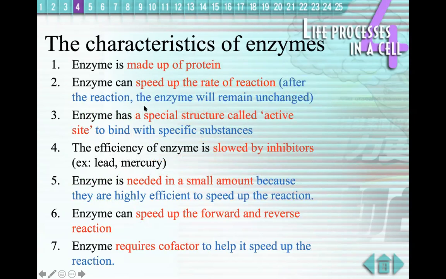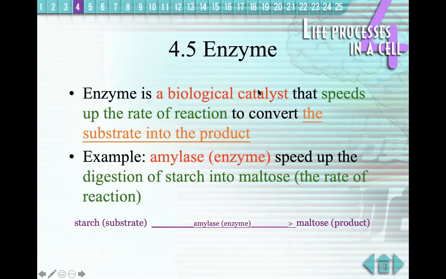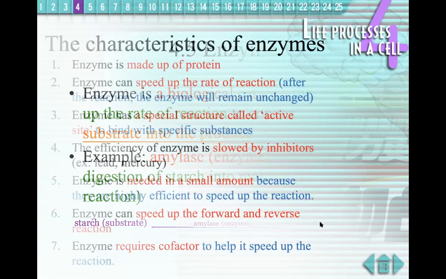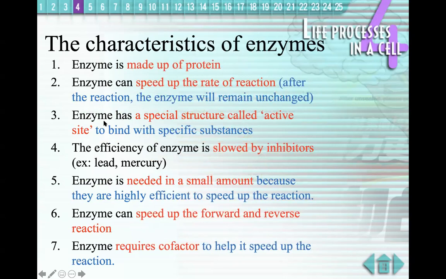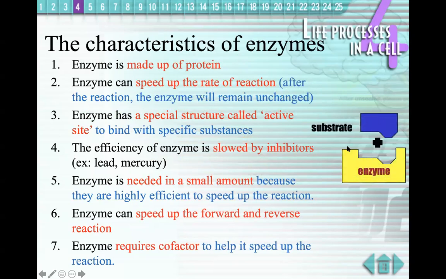So this is the general characteristic of enzyme. The first one, enzyme is made up of protein, and then enzyme can speed up the rate of reaction. So if we use enzyme, we can speed up the conversion of starch into maltose. And then enzyme has a special structure called active site. Active site, it will look like this. So for example, this is enzyme. So here, this is the place, like I highlight here.